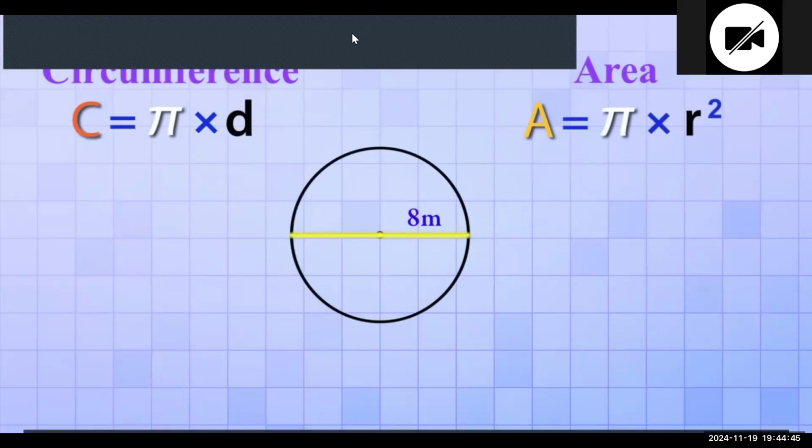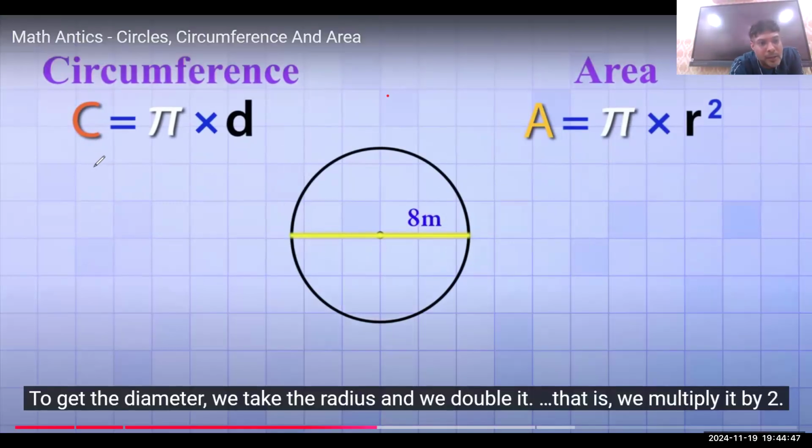So kids, you can memorize the formula as pi times d or c equals 2 pi r also. So 2 pi r, why? Because 2 times r is diameter and pi times diameter is actually pi times 2 times r. So you write pi d or 2 pi r, it means the same. That is the formula for circumference.